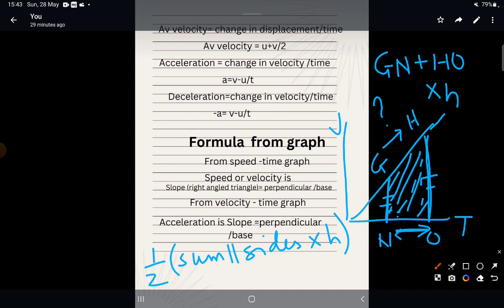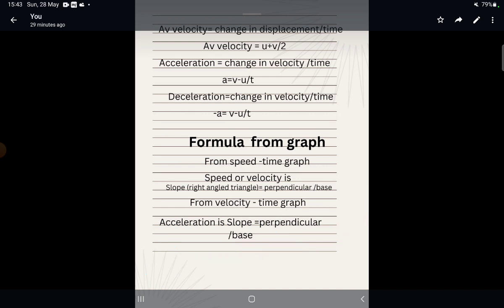Here the height will be taken this, not the slope. Never do this. It will be wrong. So the height will be NO. And then you have to calculate and find out the entire area of the trapezium.